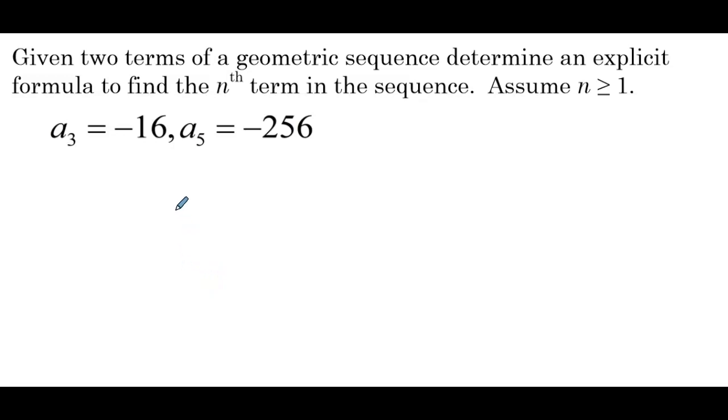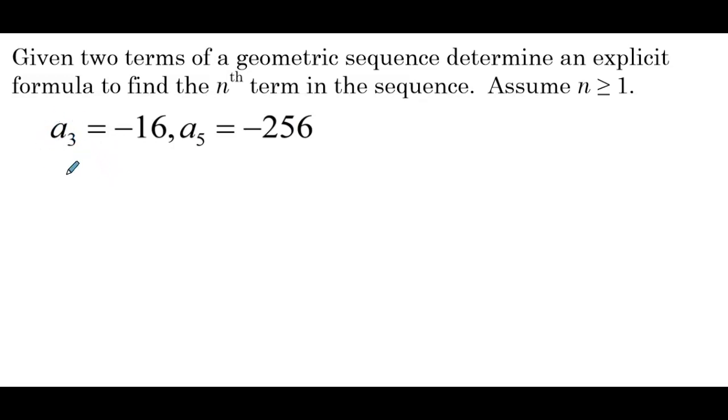Next, same directions, but they've given us a sub 3 equals negative 16 and a sub 5 equals negative 256. So they don't give us the first term. Well, how are we going to take the same approach from the previous example and apply it here? Well, it comes down to understanding that the geometric formula is just a translation of an exponential function.